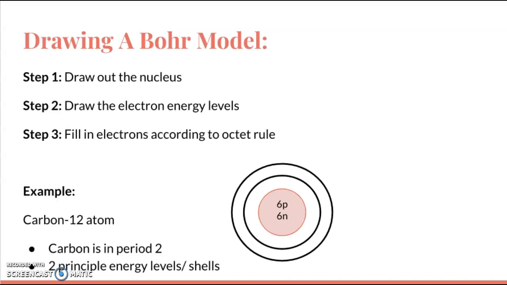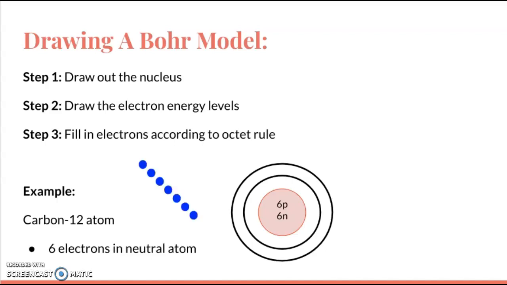And the next thing I need to do is fill in my electrons according to my octet rule. If we have a neutral carbon-12 atom, my protons are equal to my electrons, meaning that carbon has 6 protons, so I'm going to have 6 electrons. So I'm going to start moving my blue dots that symbolize my electrons onto my Bohr model to show you what to do.